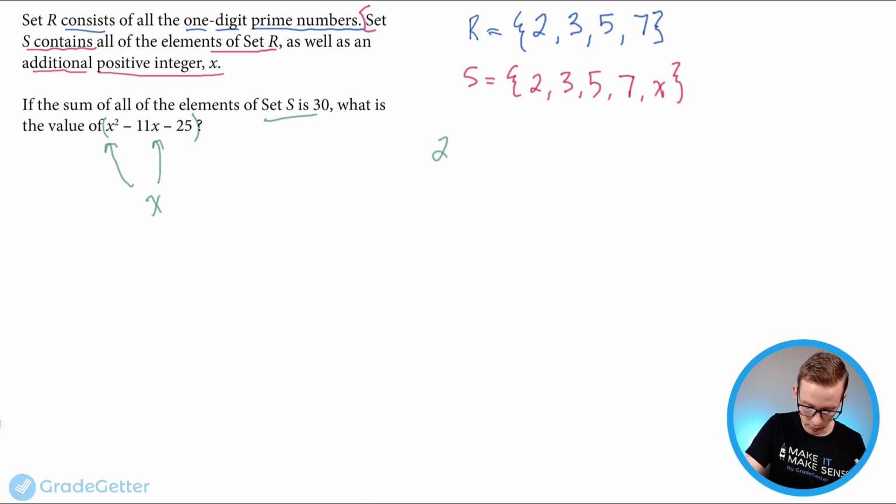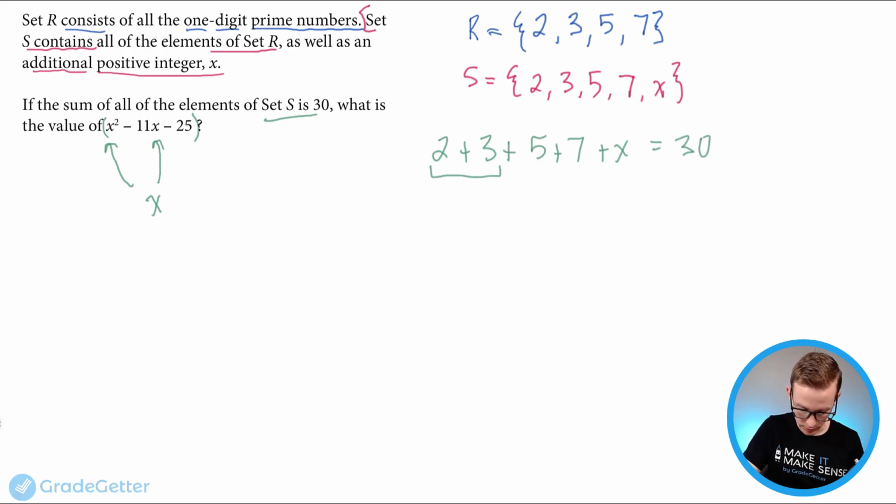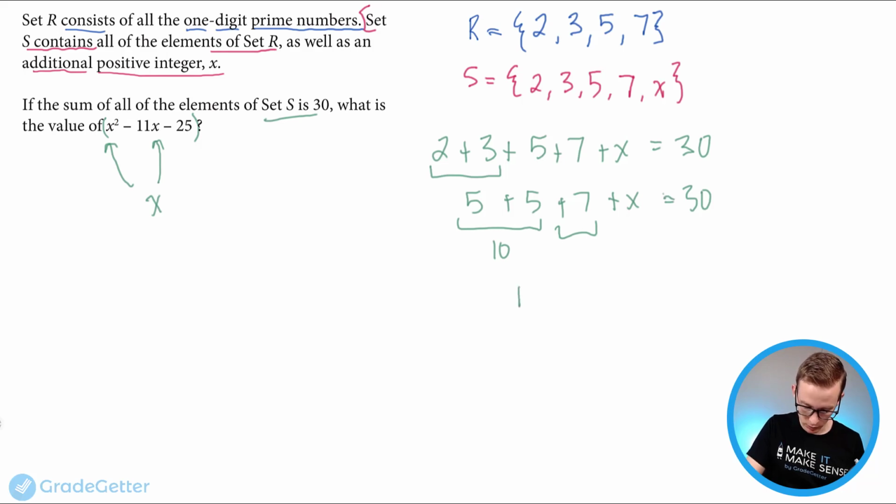So let's do that. We've got 2 plus 3 plus 5 plus 7 plus x, and that's going to equal 30. Well, 2 plus 3 is 5, plus 5 plus 7 plus x equals 30. 5 plus 5 is 10, plus 7 would be 17. So 17 plus x equals 30. We'll solve for x by subtracting 17 from both sides of the equation. And we get x equals 13.